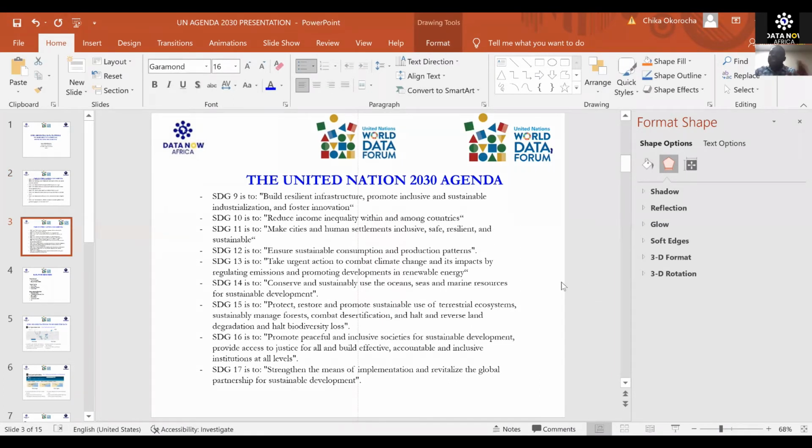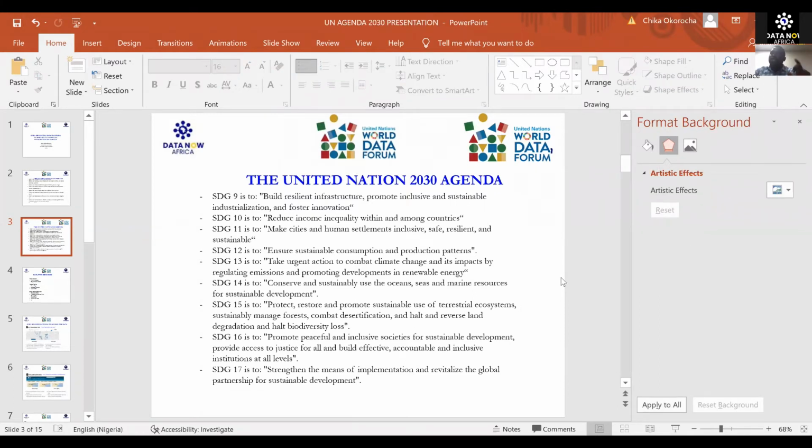Agenda 9, build resilient infrastructure, promote inclusive and sustainable industrialization, and foster innovation. 10, reduce income inequality within and among countries. 11, make cities and human settlements inclusive, safe, resilient, and sustainable. 12, ensure sustainable consumption and production patterns. 13, take urgent action to combat climate change and its impact by regulating emissions and promoting development in renewable energy. 14, conserve and sustainably use the ocean, sea, and marine resources for sustainable development.